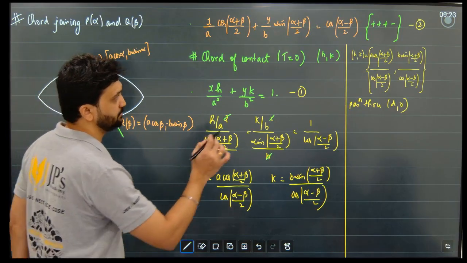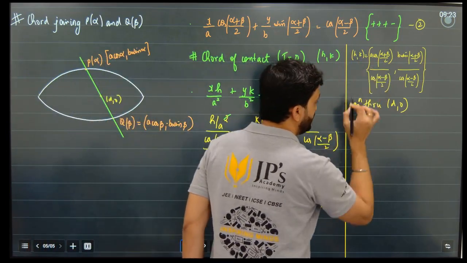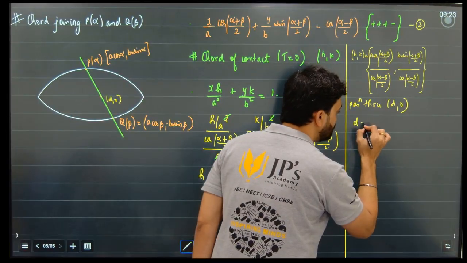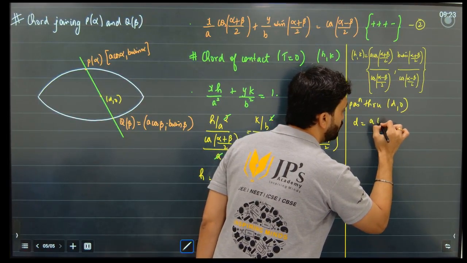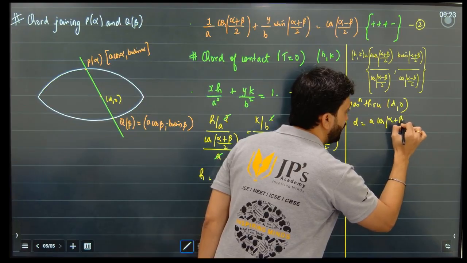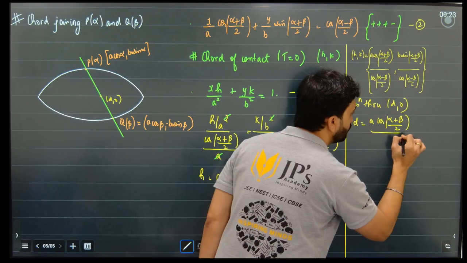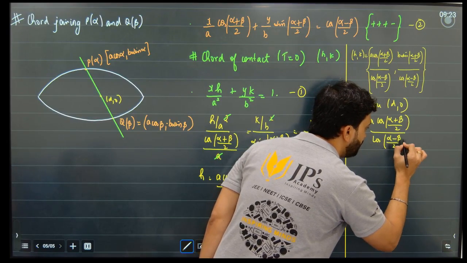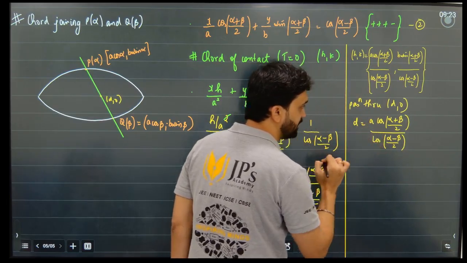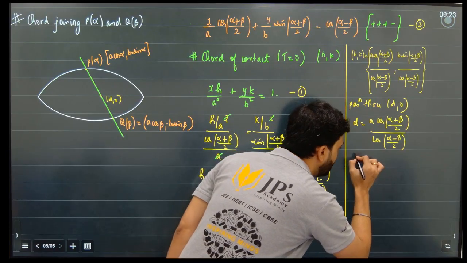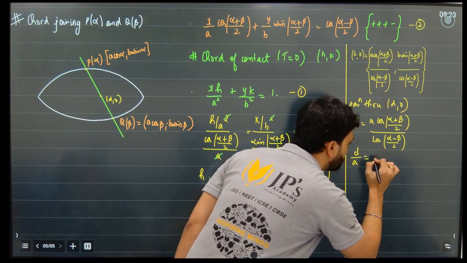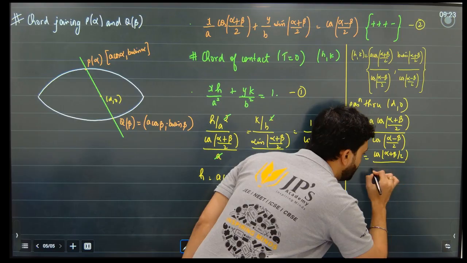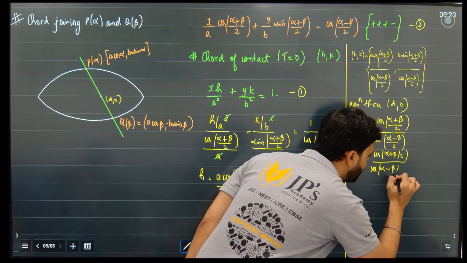Look, it's a simple thing. If it is passing through (d, 0), my k will become 0. So I'll write that d is equal to a cos((alpha plus beta)/2) upon cos((alpha minus beta)/2). So I'll take this a in the denominator. So I will get d upon a is equal to cos of (alpha plus beta)/2 upon cos of (alpha minus beta)/2.